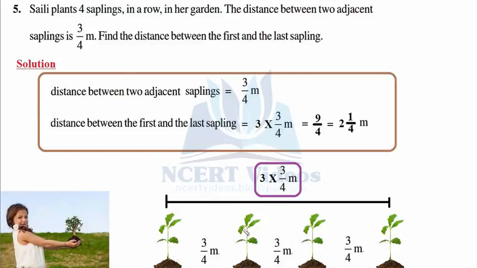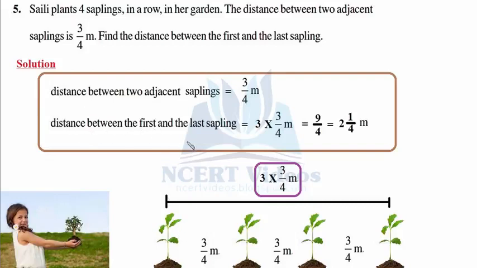So in this fashion, she placed the saplings at a distance of 3 over 4 meter. So what does it mean? It means we have a total of 3 gaps, 1, 2 and 3. This is first, this is second, this is third. Do not confuse it with 4, because whenever there are 4, there will be gaps of 3. So you have to visualize this, and this picture makes it possible to visualize. Therefore we multiply it with 3, not 4.